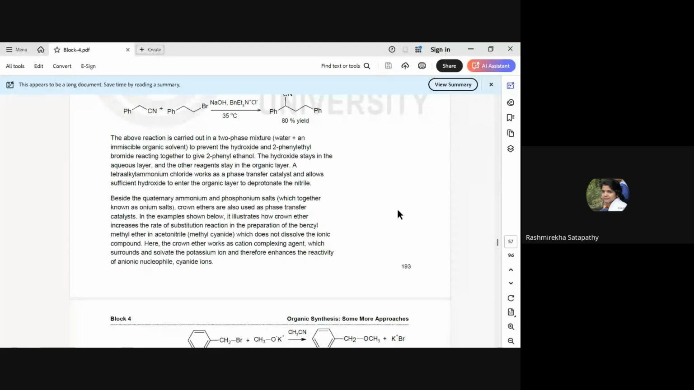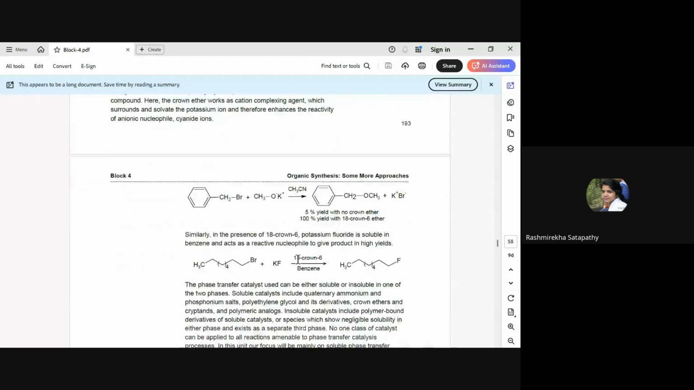Besides quaternary ammonium and phosphonium salts, crown ethers are also used as phase transfer catalysts. So the phase transfer catalysts are quaternary ammonium salts, phosphonium salts, and some crown ethers. In the example below, see how crown ether increases the rate of substitution reaction in the preparation of benzyl cyanide in acetonitrile, which does not dissolve the ionic compound. Here, the crown ether works as a cation complexing agent, which surrounds and solvates the potassium ion and therefore enhances the reactivity of the anionic nucleophile, the cyanide ion.